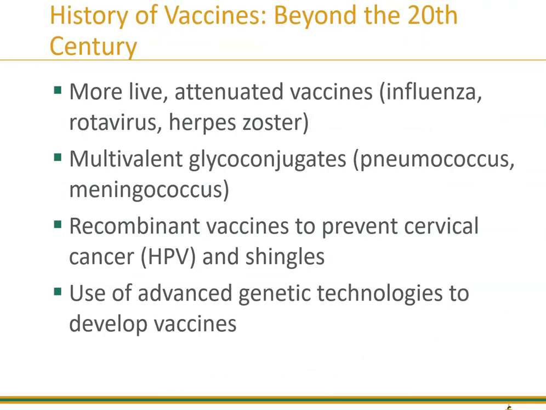So the more live attenuated vaccines are like influenza, herpes zoster, and rotavirus. They have glycoconjugates, multivalent ones that can be used for pneumococcal and meningococcal vaccinations. Recombinant vaccines that we have right now are for HPV and for shingles. And of course, the development of vaccines is constantly changing, as we can see from COVID.